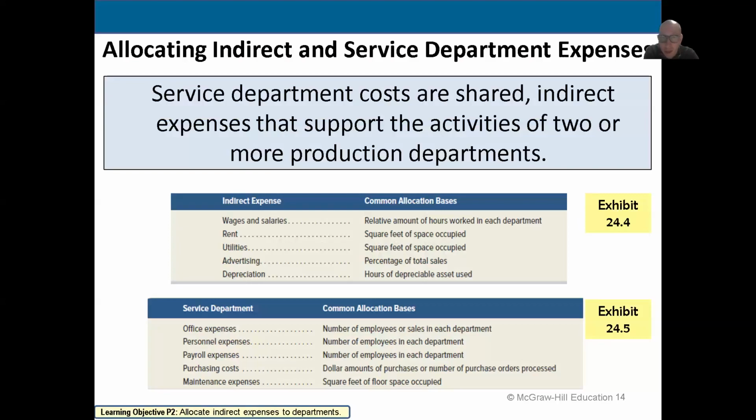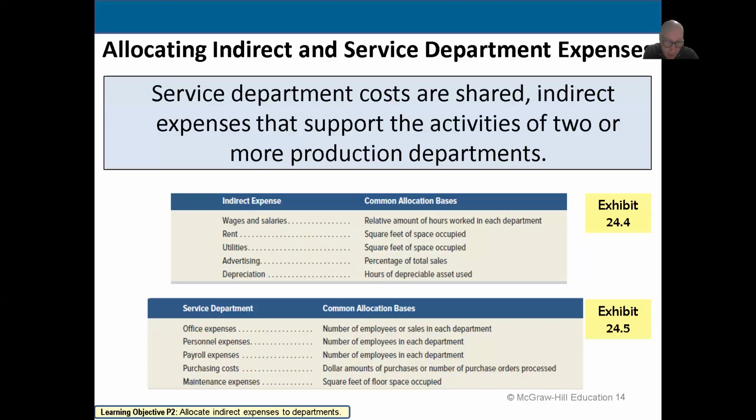A service department includes things like the human resources department, the back office, the sales department, the accounting office, the purchase department, which is part of the accounting office, and of course maintenance. The repairs and maintenance department takes care of the whole store.